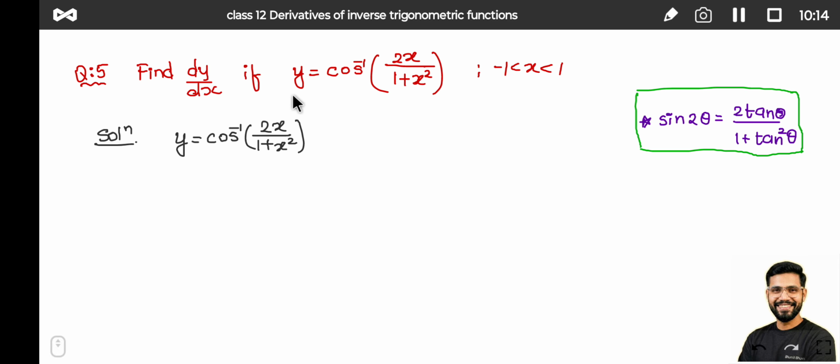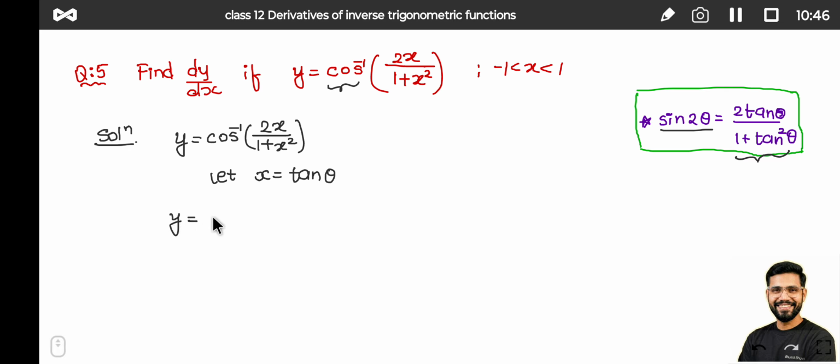So the question is, find dy by dx if y is equal to cos inverse of 2x upon 1 plus x square. Okay, so this 2x upon 1 plus x square is nothing but 2 tan theta upon 1 plus tan square theta, that we have done in the first question. But that is the formula of sin 2 theta, and here outside we have cos inverse. So we'll use this and convert that sine in terms of cos. So let x is equal to tan theta.